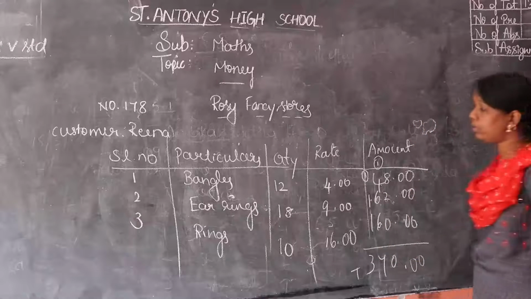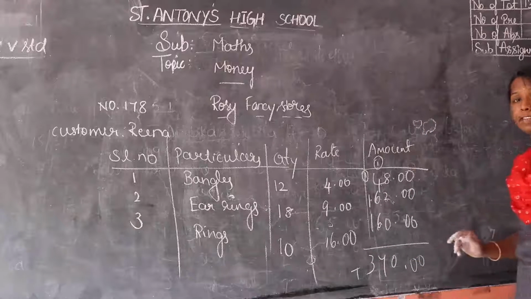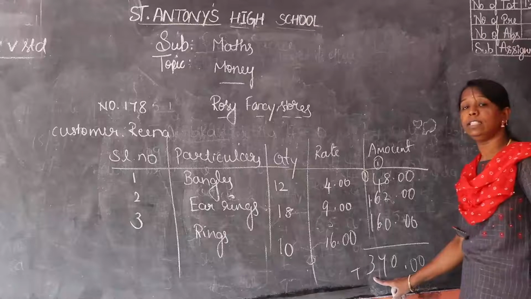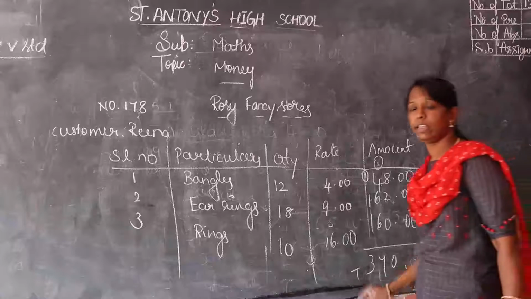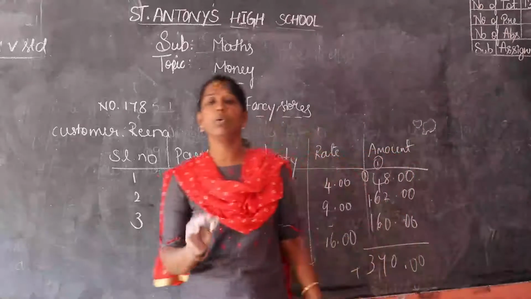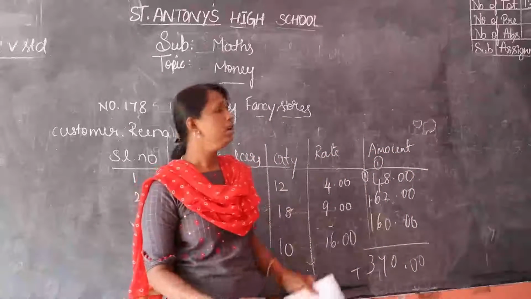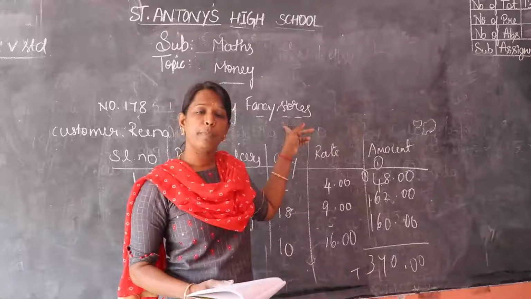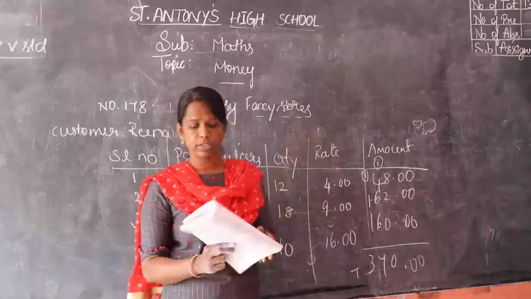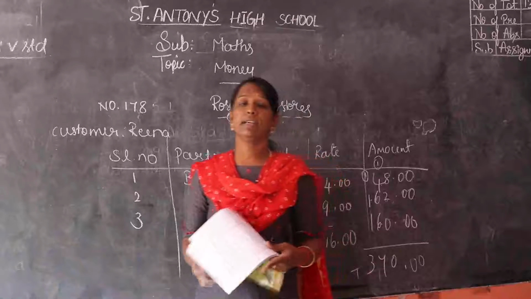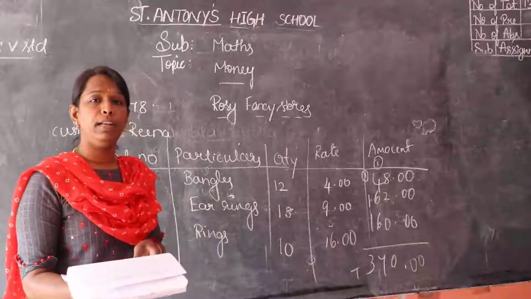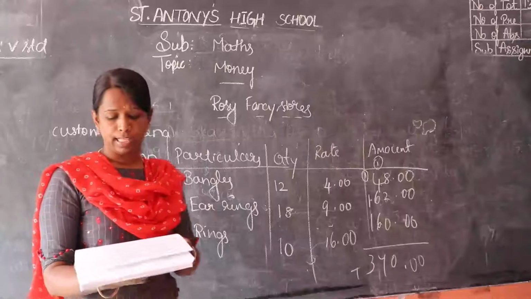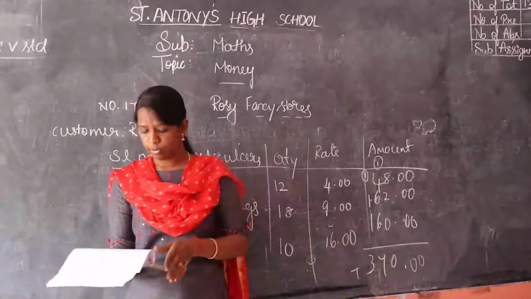The total amount given to the Rosie Fancy Store is rupees 370. In words, we have to write 370 rupees only. And below, the signature from the shopkeeper of Rosie Fancy Store. Okay, children, this is about the bill. You have to collect some bills and stick them in your classroom. So this is about money.